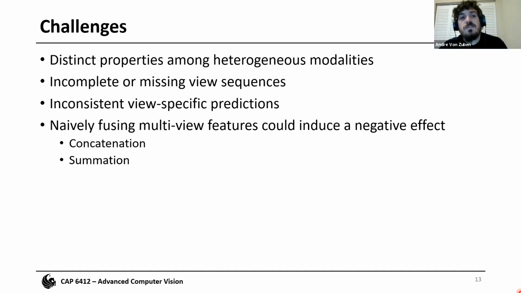So the challenge of multi-view action recognition is that we have distinctive properties among different modalities. There are also some scenarios where we have incomplete or missing view sequences. And if we do view-specific predictions, they might be inconsistent sometimes. Also, naively fusing multi-view features could induce a negative effect: if we do a simple concatenation or summation, it could harm the model performance.